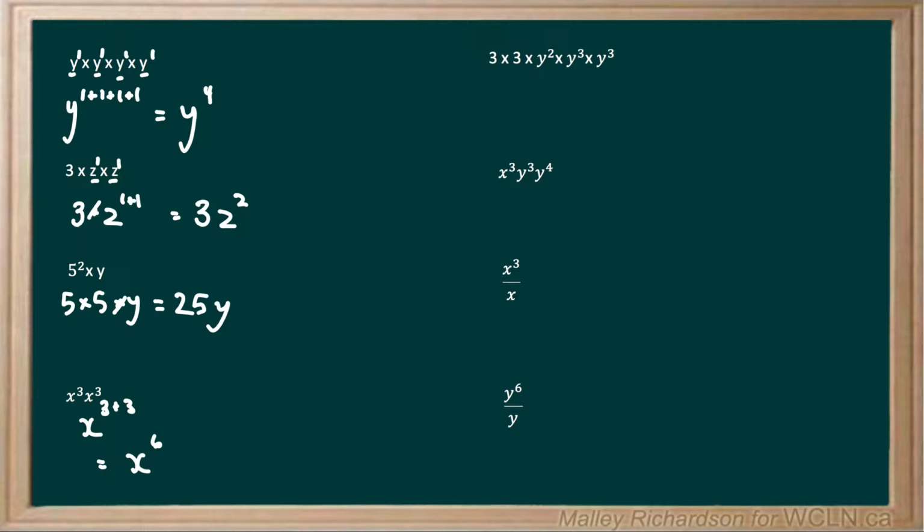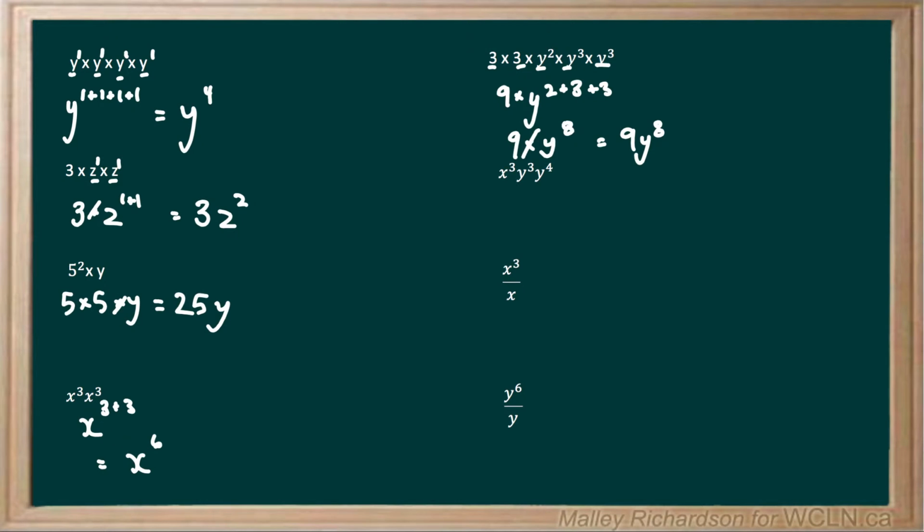Now we have 3 times 3 times y squared times y cubed again. The same base is this 3, so we have 3 times 3, which gives us 9, multiplied by the same base of these y's. So we're going to multiply that by y to the power of 2 plus 3 plus 3. Again, we add the exponents when they have the same base. So we have 9 times y to the power of 8 as our final answer. But again, we can ignore this multiplication sign and just write it as 9y to the 8.